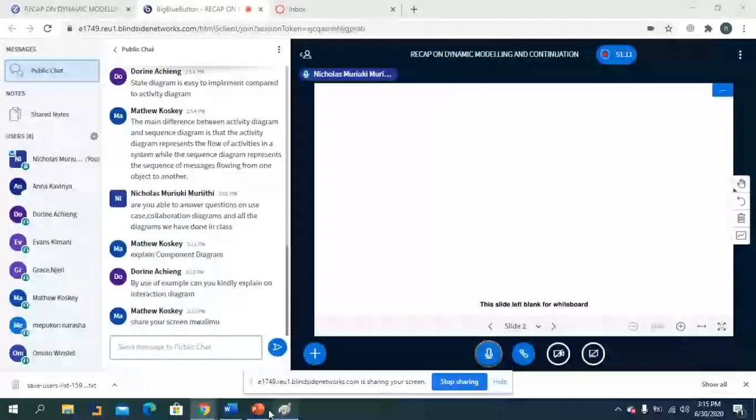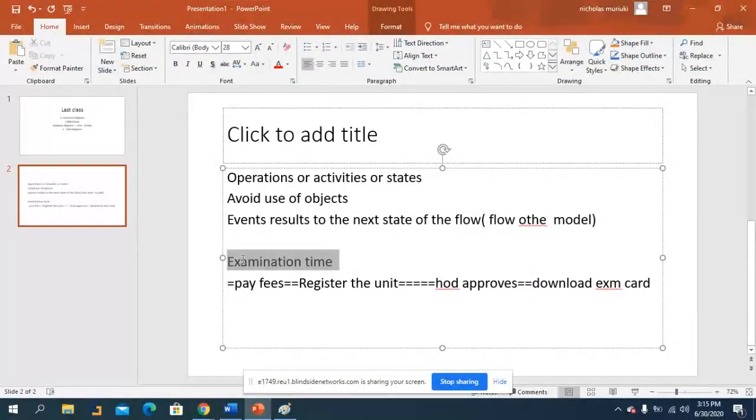What I'm saying is that if you look at examination time, before you sit for an exam, there are some things that you need to look at. One, pay fees. Then you register for the unit. Then when you register for the unit, the next thing is the HOD approves that registration. When the HOD approves that registration, the next thing is downloading the exam card.